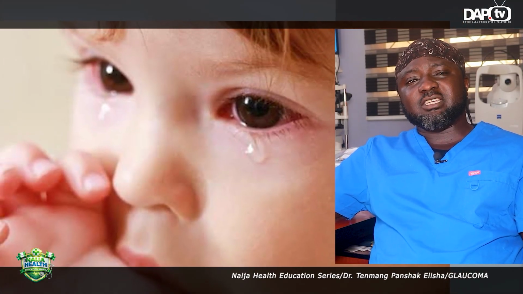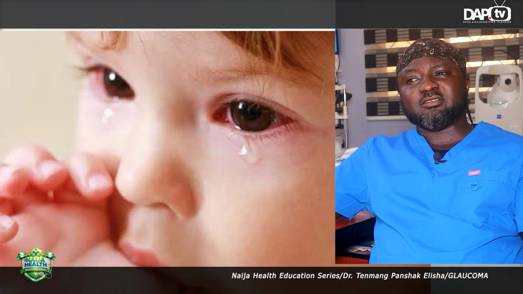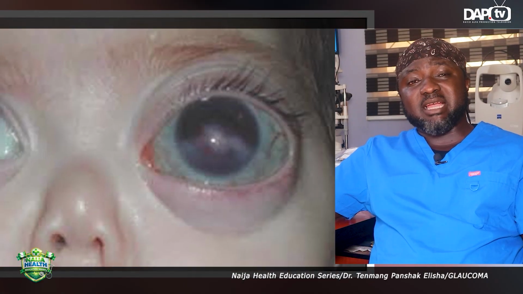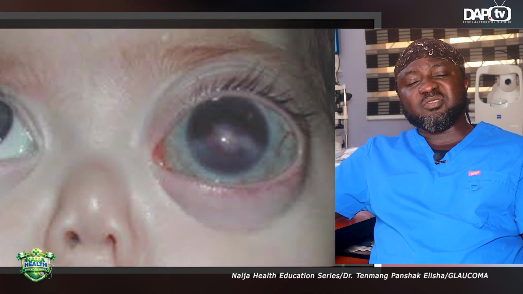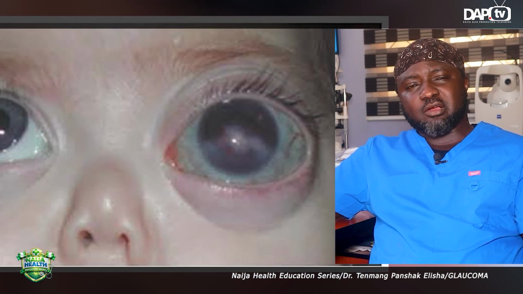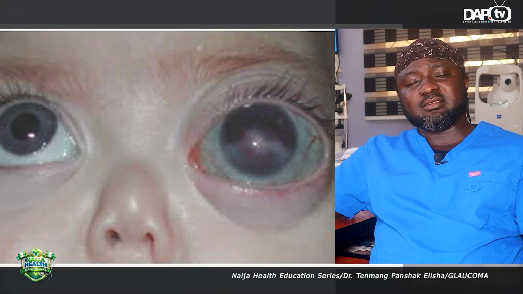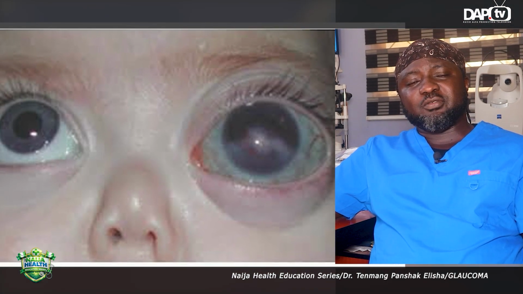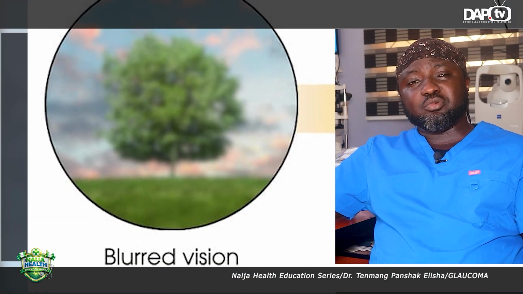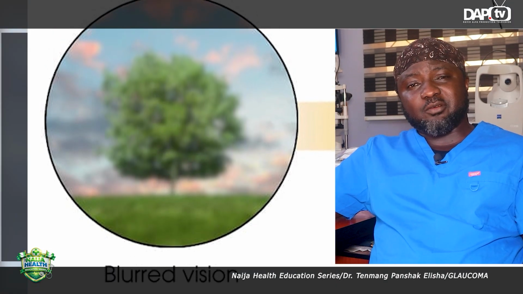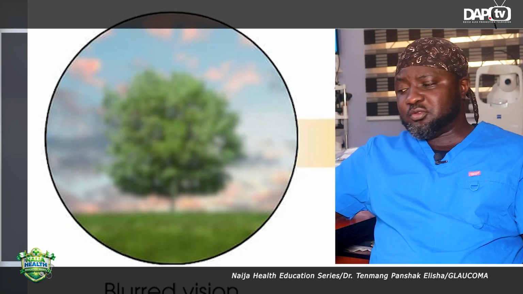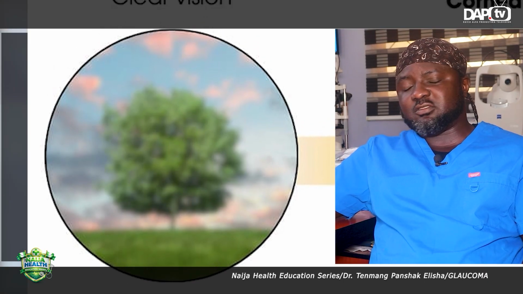Now you get to see a child that is still growing, and the child is having very big eyeballs. The eyeballs are protruding. They are looking bigger than normal. Those could also be features of childhood glaucoma in that child. Then you also see that the child is complaining of blurry vision. He's not able to see things that are far away very well. Now, these are also features of glaucoma in these children.